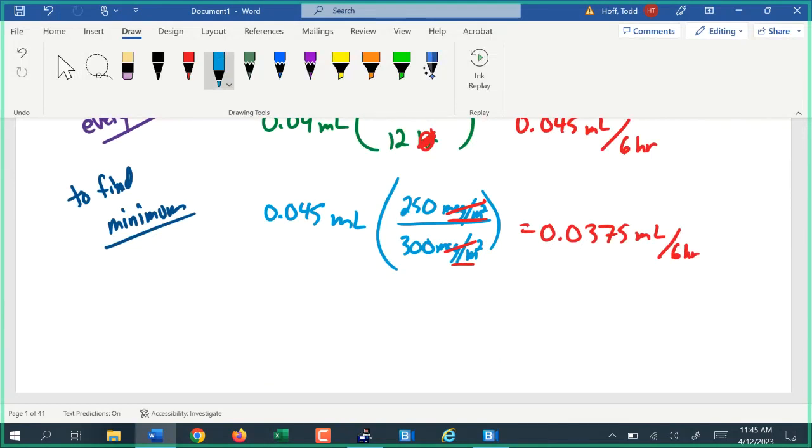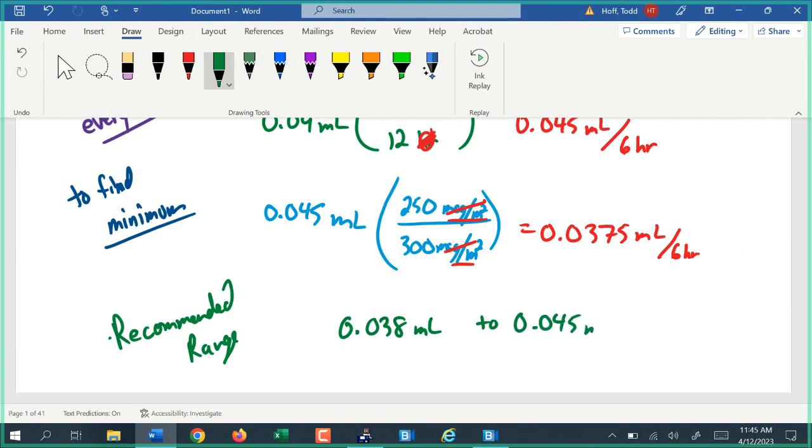So our recommended range is going to be from 0.038 milliliters to 0.045 milliliters every 6 hours.